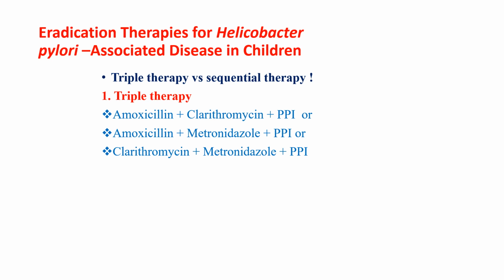When we come to eradication therapies for H. pylori infection, there are two modes of eradication therapy, which are called triple therapy and sequential therapy. Triple therapy is a combination therapy to eradicate H. pylori infection, which has three options. The first one is amoxicillin with clarithromycin and a proton pump inhibitor. The second is amoxicillin with metronidazole and a proton pump inhibitor, and the third one is clarithromycin with metronidazole and a proton pump inhibitor.